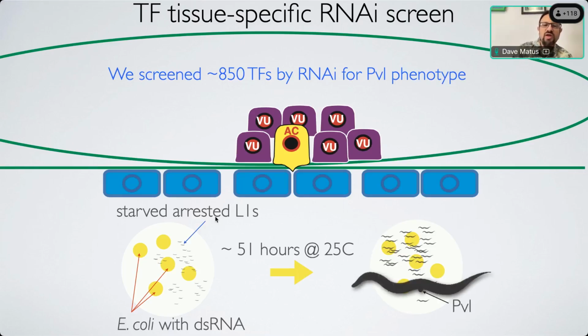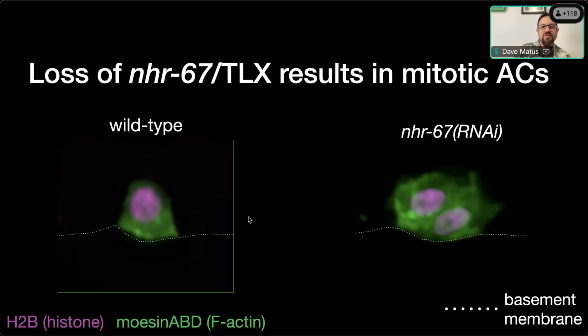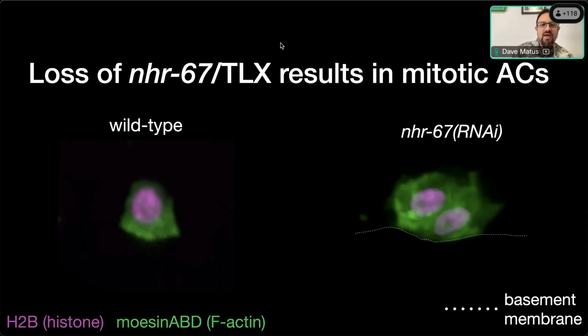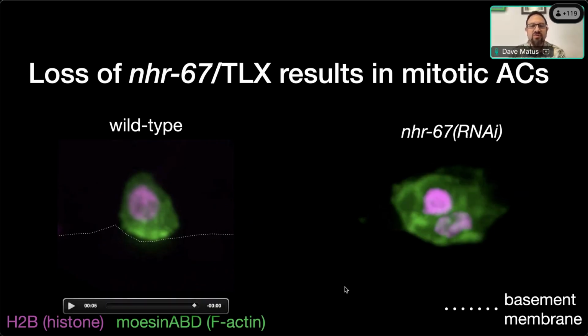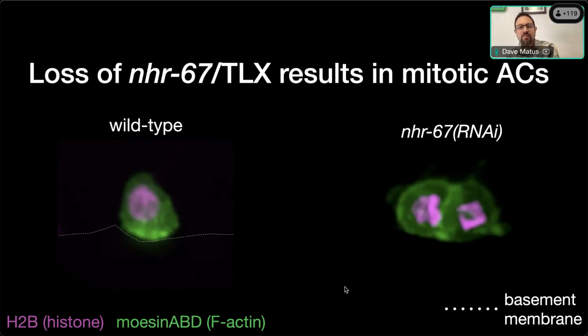And so we took our hit list, and at the top of the hit list was a transcription factor that I ended up spending a lot of years working on. This is a nuclear hormone receptor. It's called NHR67, where names are pretty terrible, but it's a homolog of TLX or NR2E1 in humans. And on the left here is a wild type anchor cell. There's only one anchor cell, and it's invasive. And when you knock down NHR67 or TLX by RNAi, you get multiple anchor cells, so they inappropriately proliferate.